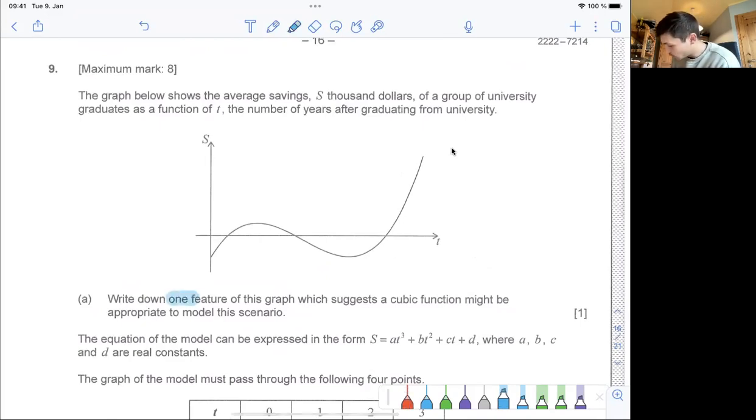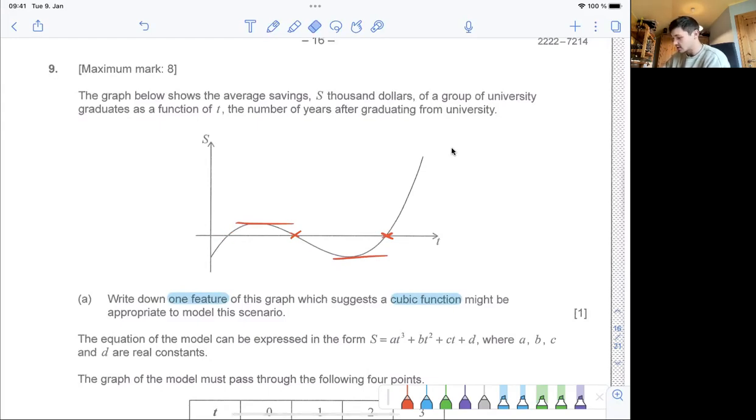Okay, so we have a few features that we could use to suggest that this is a cubic function. We only need to state one though. I'll tell you the three. So the first one, most obvious, will be perhaps that there are two turning points. There is a maximum and a minimum. Additionally, another feature would be that there are three x-intercepts. That's typical of a cubic function. And lastly, there is only one point of inflection, which would be roughly around here. Okay, so any one of those features would be adequate to answer part A.